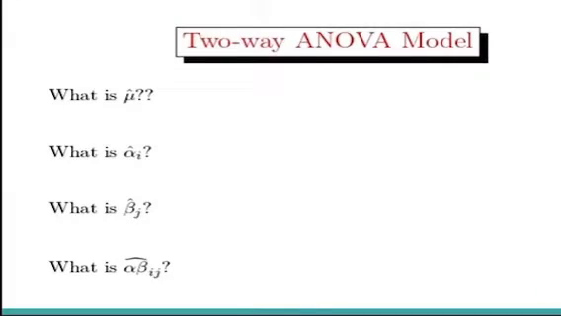Take a look at that. What is mu cap? You want to estimate the overall mean. That is just the mean. It is the estimate of the overall mean. That's what we mean by mu cap. What is alpha cap? That is estimating the effect of factor A. Beta cap j estimates the effect of factor B. And the alpha beta cap ij estimates the effect of the interaction.